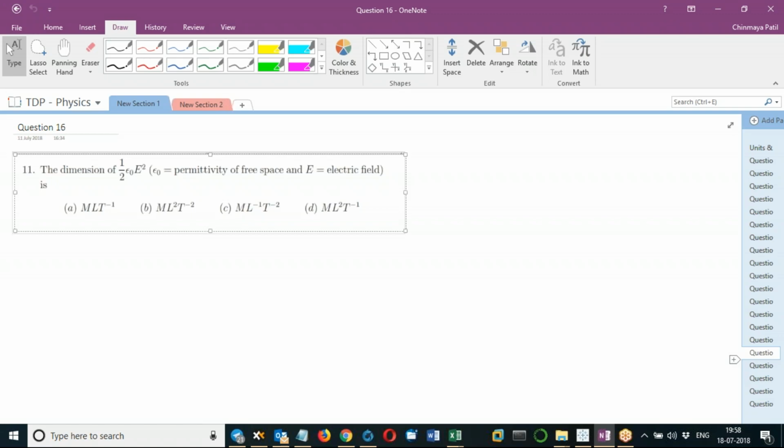This is actually an ideal physical constant. It is the capability of the vacuum to permit electric field lines, and its unit is farads per meter. Now, how to find the dimension of this quantity, that is epsilon 0 into E square? So let's see how we can achieve this.